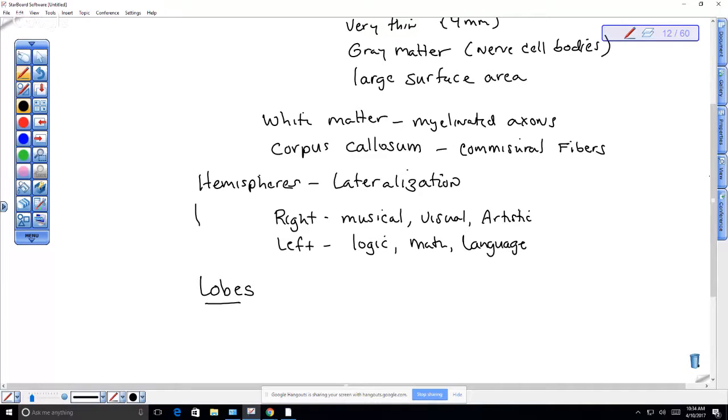Okay, so if we look at the lobes, there are 5 of these, and it's going to be very easy to remember these because these are named the same thing as the cranial skull bones. So for example, we have the frontal lobe.